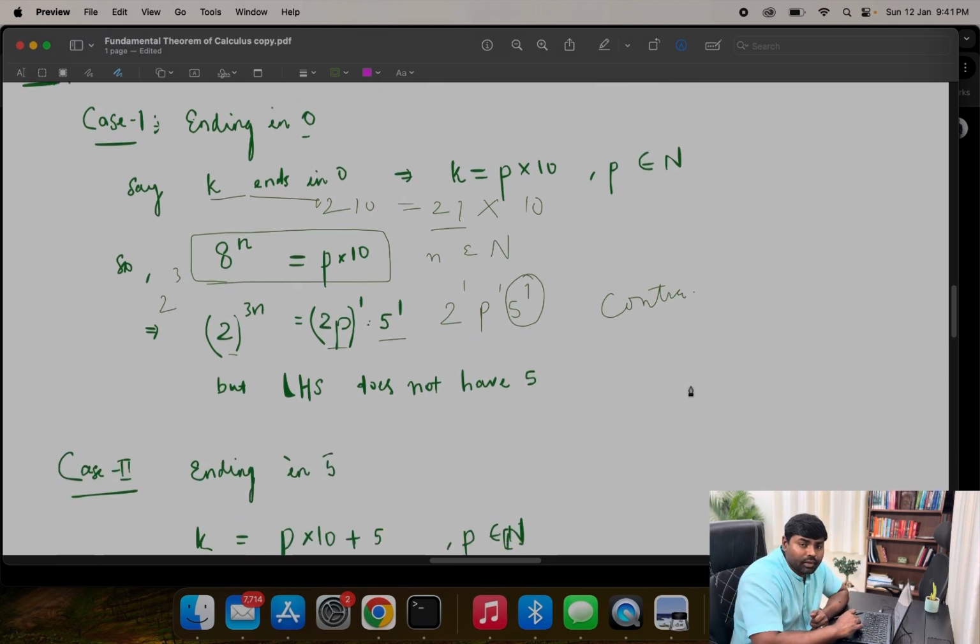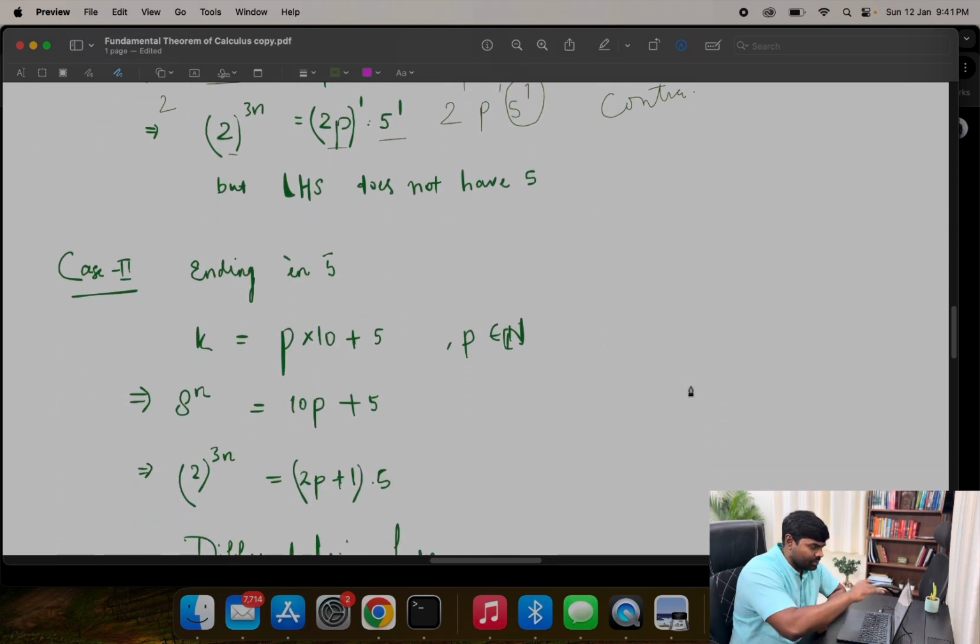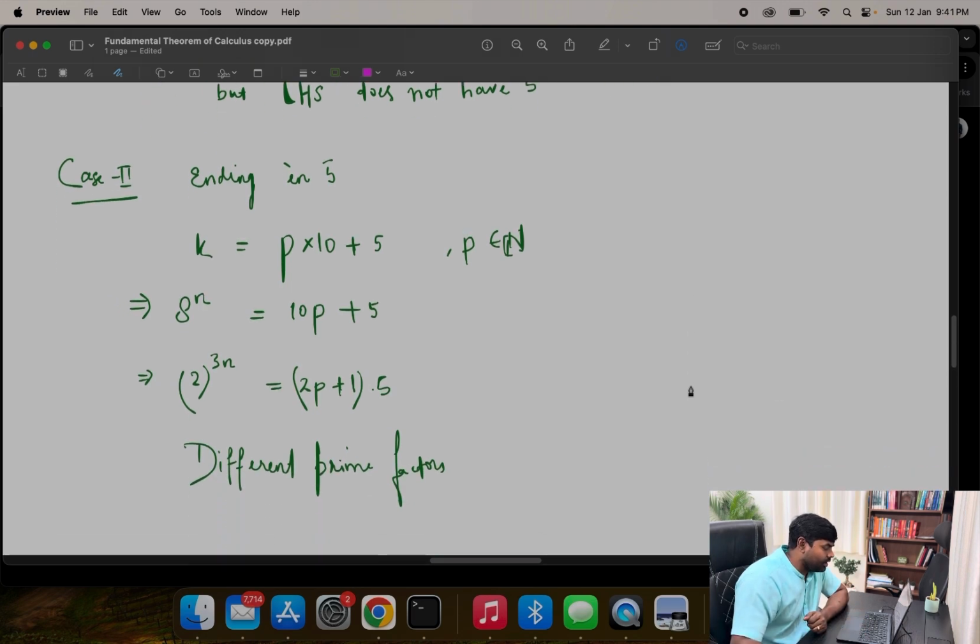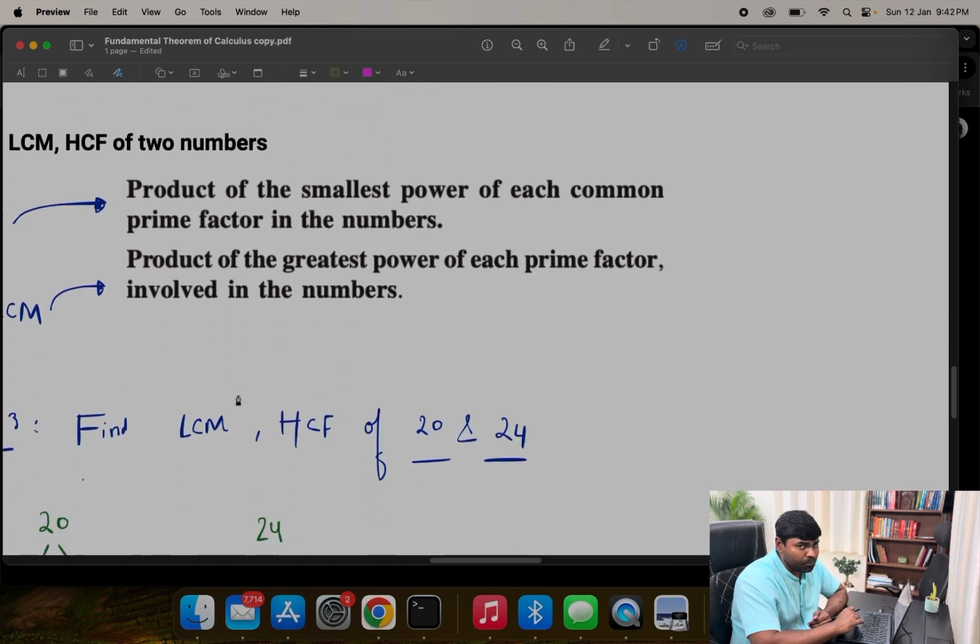Similar case for ending in a 5, all right? The solution is right here. If k is ending in a 5, you can write k as p times 10 plus 5. Now you should understand why that makes sense. If that is the case, you can write 8 power n as 10p plus 5. You take 5 common. You'll again end up with the same contradiction that there is a 5 on the right hand side, but there is no 5 on the left hand side. So that cannot be the case.